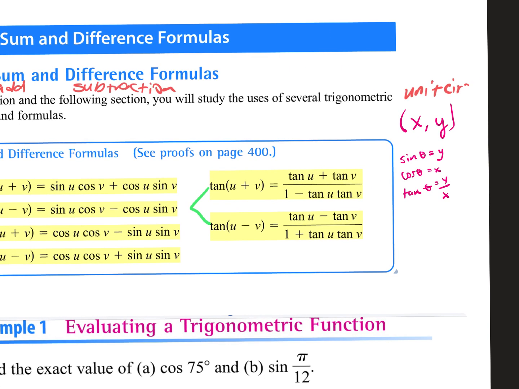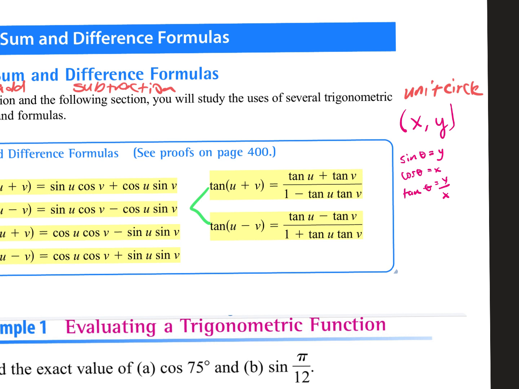All right, over here, remind yourself, if you have an angle on the unit circle, you have an x and a y, the parts of your coordinate. The x value is your cosine. The y value is your sine. And the tangent is taking the y, putting it over the x. Everybody remember that part.